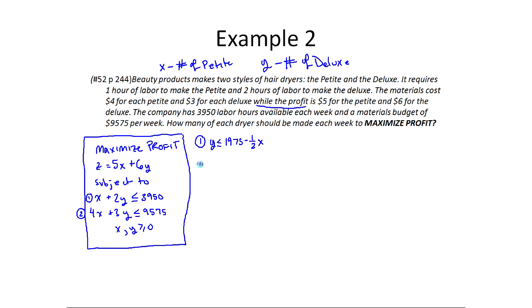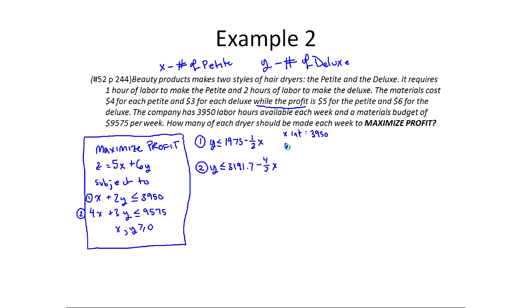And for 2, I end up with y is less than or equal to 3191.7 minus 4/3 x. Okay, so I got my inequality set up, and now I need to figure out intercepts, right? The y-intercept's pretty easy because here and here it's just given. Let's see what the other ones are. So for 1, I get an x-intercept. If you were to double check this, you get 3950.